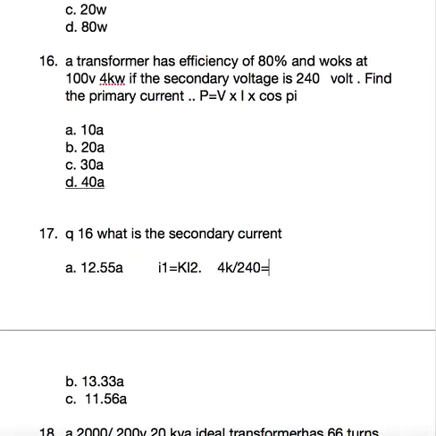Sorry, divided by 240, it will be 16.67. Then this is the secondary current, but there will be losses. They have mentioned 80%. So we multiply this with 0.8. Then we will get 13.33. So the answer is 13.33.